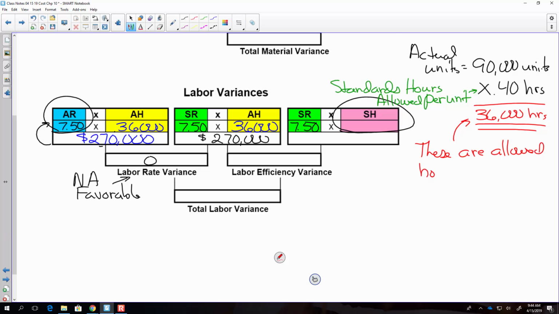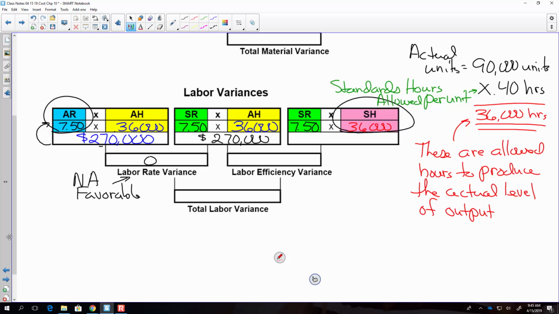Now this definition, the author wants us to use, these are the allowed hours to produce the actual level of output. These are the allowed hours to produce the actual level of output. What we should have used, right, in total hours to make these 90,000 units. So I'm going to put 36,000 in here.